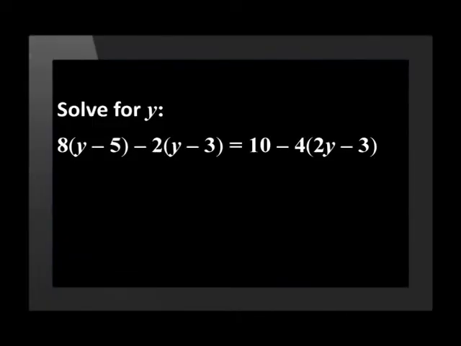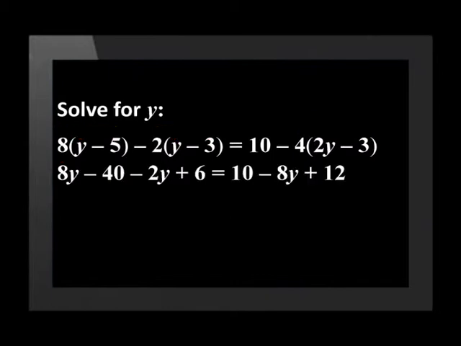Solve for y. If 8 times y minus 5, minus 2 times y minus 3, is equal to 10 minus 4 times 2y minus 3. First, remove the brackets by using distributive law. You should get 8y minus 40 minus 2y plus 6 equals 10 minus 8y plus 12.